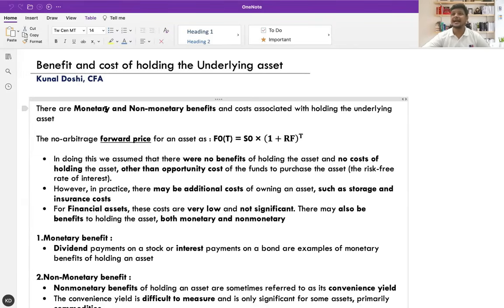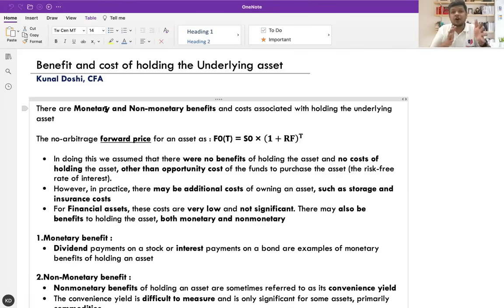Convenience yield, that is the non-monetary benefit, right? When you are holding an asset in the underlying physically, you have monetary benefit and non-monetary benefit. Monetary benefit is like dividends. You get dividends when you are holding the asset in underlying, but you don't get dividend if you are holding the asset in futures and options.